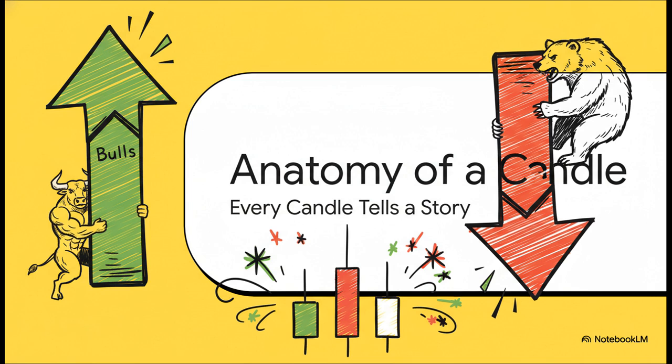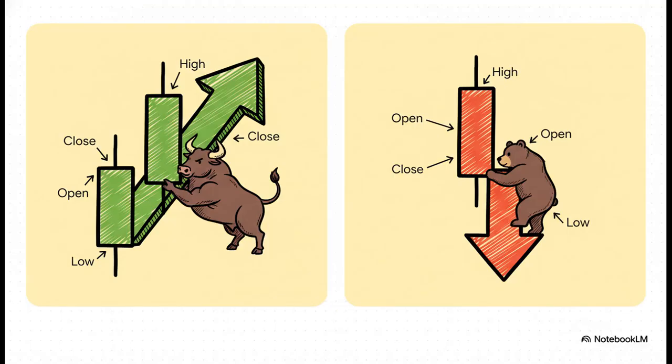The best way to think about each candle is like it's a snapshot of a battle between the buyers, who we call the bulls, and the sellers, the bears, all happening over a specific period of time. Now, the colors make this pretty simple. Green means the price closed higher than where it started, so the bulls won that round. Red means the price closed lower than it opened. The bears took that one.